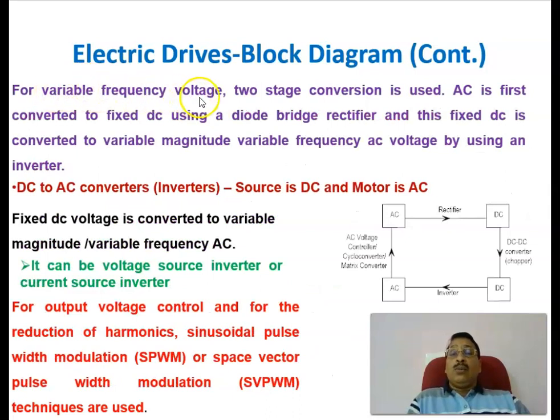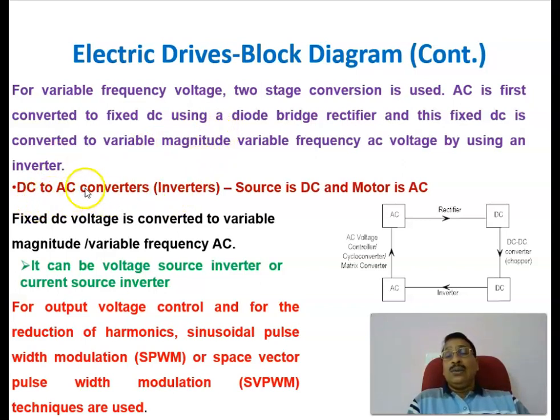For variable frequency voltage, two-stage conversion is used. In the first stage, AC is converted into a fixed DC using a diode bridge rectifier, and this fixed DC is converted into a variable magnitude voltage and frequency AC voltage by using an inverter. Therefore, an inverter can be used to get a variable voltage, variable frequency output.